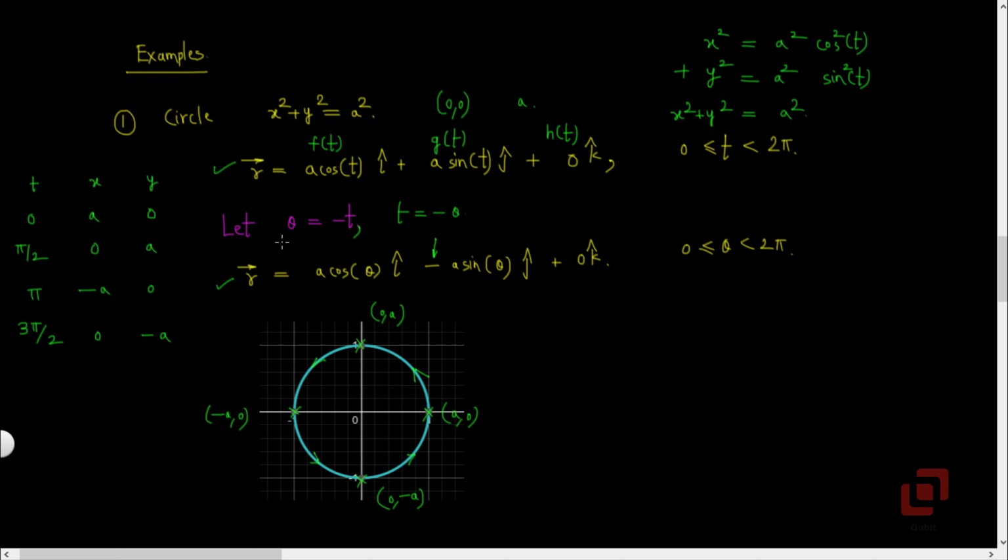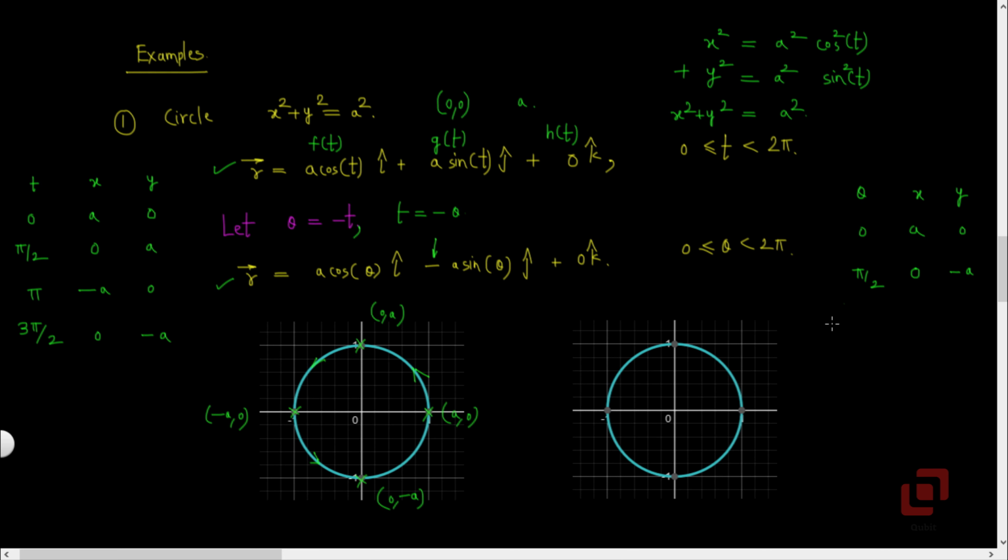Let us now go to the second parameterization of the same circle, where we have brought in the parameter theta and we have connected theta and t as theta equal to minus t. We'll now prepare a similar table for theta, x and y. When theta is 0, x is a and y is 0. If theta is pi by 2, a cos theta will be 0, so x coordinate will be 0, and minus a sin theta will be minus a.